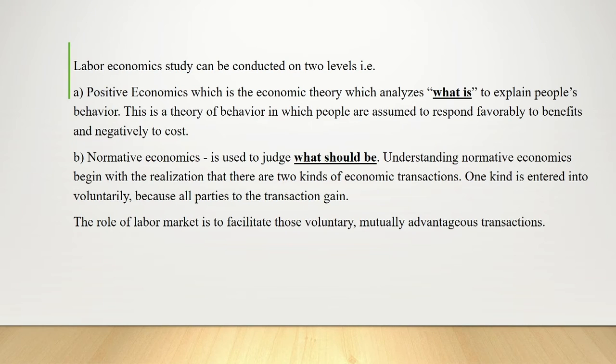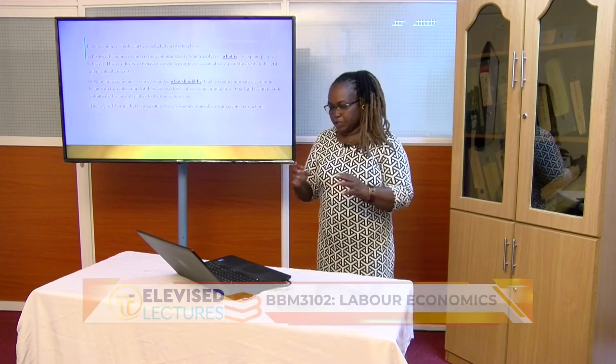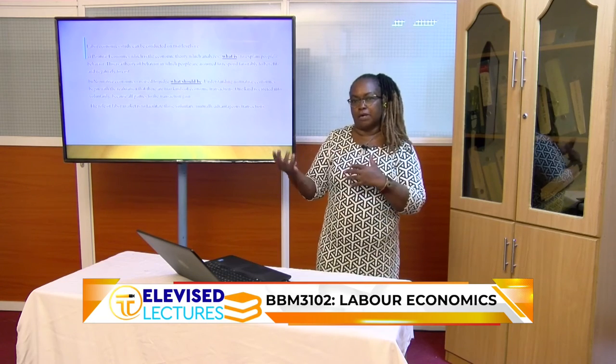Understanding normative economics begins with the realization that there are two kinds of economic transactions, one of which is entered into voluntarily because both parties benefit. The employer who is buying labor is benefiting from the stock of knowledge, skills, and competences of an employee, and the employee is benefiting on the other side because he is paid a salary equal to his knowledge, experience, and performance, so that whatever they are getting will help them meet their needs and wants. And this is especially why employees keep on moving from one organization to another.